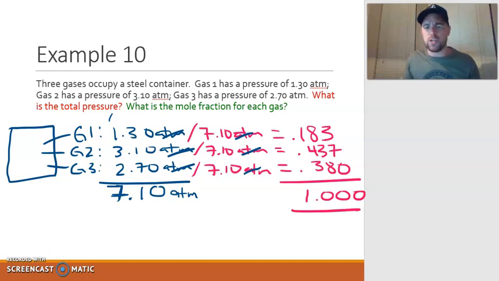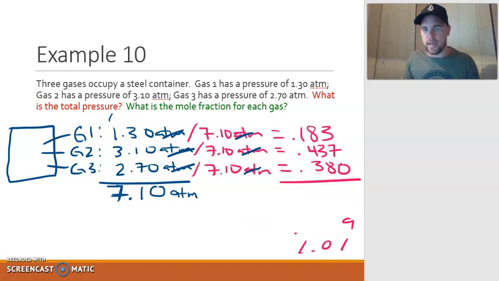If you add them up and you end up getting like 0.999 or 1.01, that's fine too, because most likely it was just due to sig fig rounding. But if I added them up and got like 0.97, that's a little too off, right? So just keep that in mind.